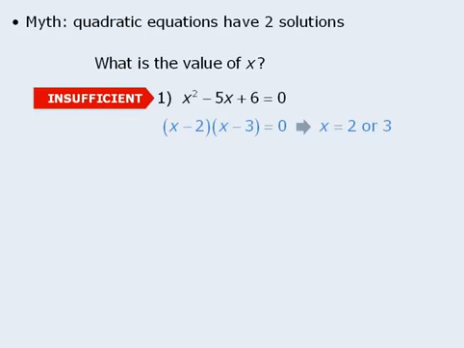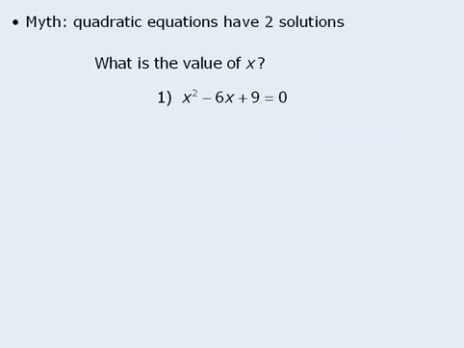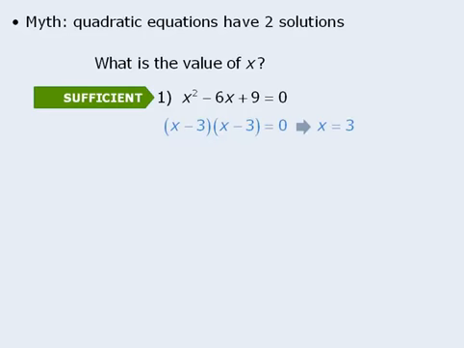The danger here is that these results are sometimes expanded into the myth that suggests all quadratic equations have two solutions. So if we get a similar question with a similar quadratic equation, we might decide to save time and skip the calculations, assuming that this equation will also yield two solutions, in which case the statement is not sufficient. Now this would be a mistake. When we solve this equation by factoring the left-hand side, we can see that there is only one solution to this equation, x equals 3. As such, statement 1 is sufficient.